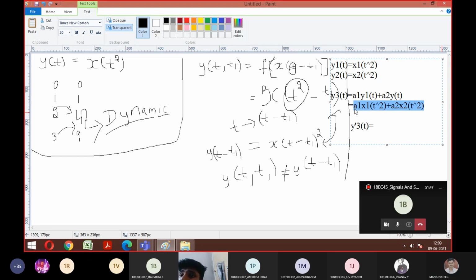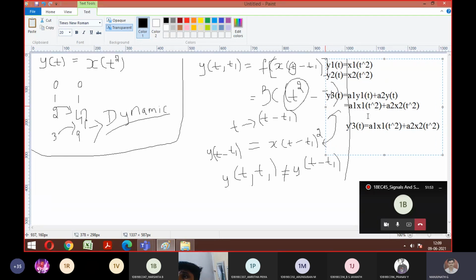Yes, sir. You understand what we did, right? So we just checked that it's a function. So the formula is y3 dash of t is equal to the function of your terms, which is a1 x1 of t plus a2 x2 of t. So in that complete term, wherever t is there, it should be replaced. So it is replaced with t square. Hence we can prove that both are equal.